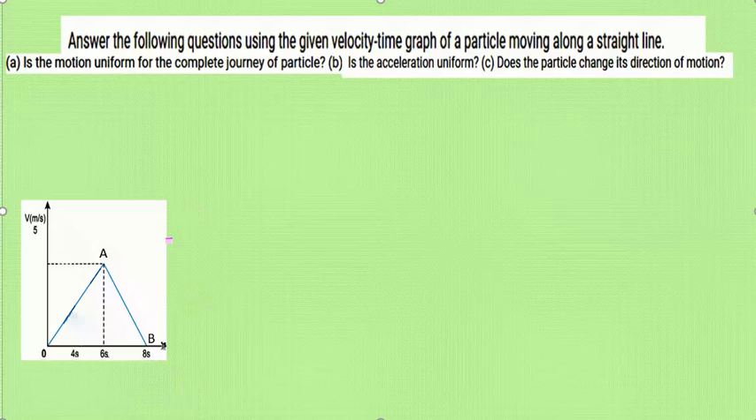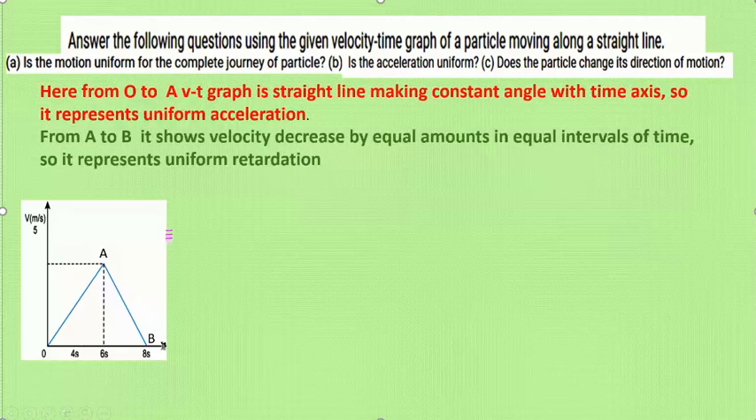Now let's answer it. We know that it is a velocity time graph. Here from O to A, velocity is increasing by equal amounts in equal intervals of time. That is why it is a straight line. So it is showing uniform acceleration here. And from A to B, what is happening? Velocity is decreasing by equal amounts in equal intervals of time. That means it is showing uniform retardation.